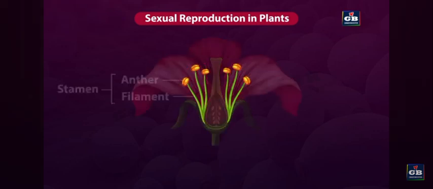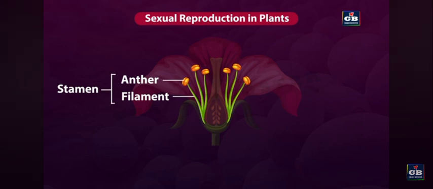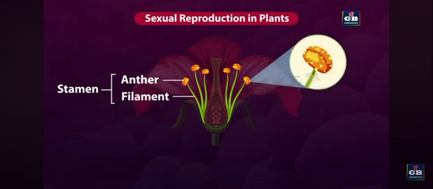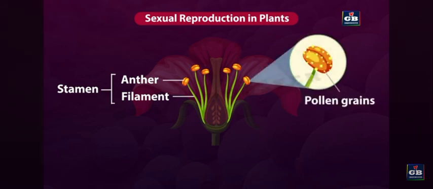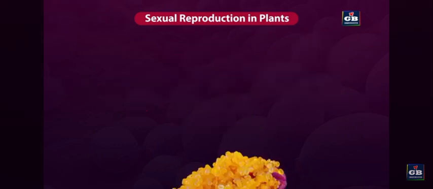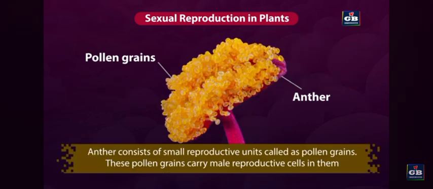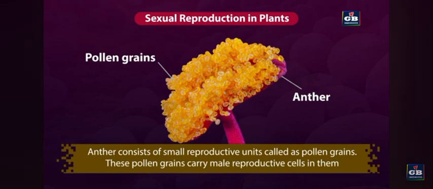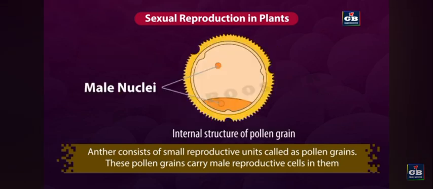Stamen has two main parts named anther and filament. Anther consists of small reproductive units called pollen grains. If we touch the stamen of a flower, some yellow colored dust-like material sticks to our fingers. It is nothing but pollen. These pollen grains carry male reproductive cells in them.